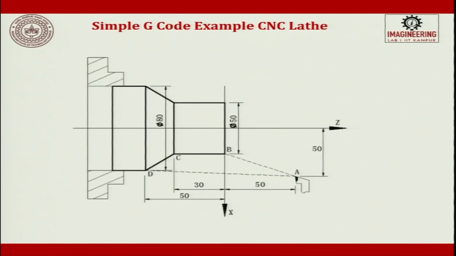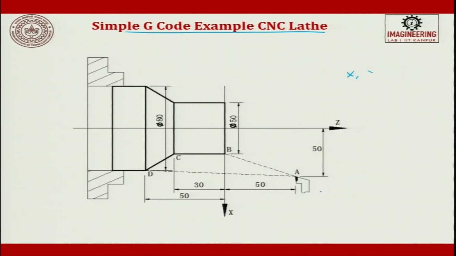Now, let us see one example for a turning component. A simple G code example for a CNC lathe. As I told you, in milling you will have X, Y and Z, 3 axes, but in that program we did not have any Z value because we assumed the workpiece to be a plate. So, it is a constant Z. That is why we did not define the Z value at all, but now here we can see how we use the codes.